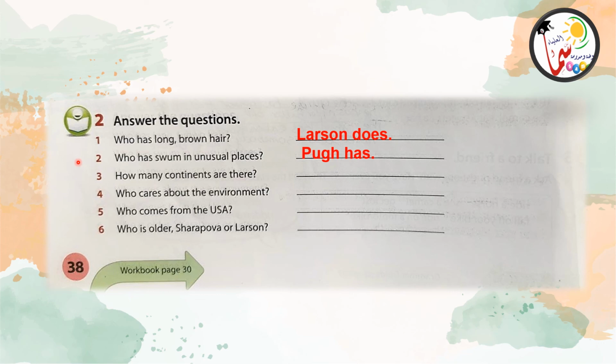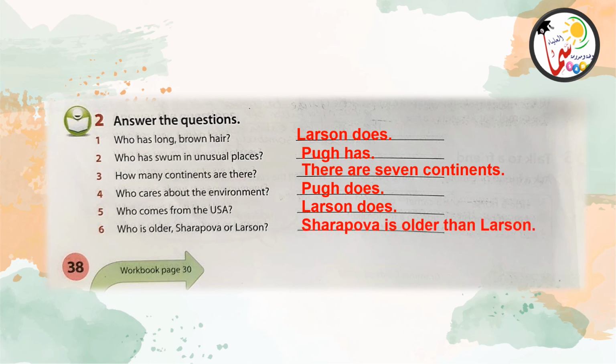Number 2, who has swum in unusual places? Pugh has. Number 3, how many continents are there? There are 7 continents. Number 4, who cares about the environment? Pugh does. Number 5, who comes from the USA? Larson does. And number 6, who is older, Sharapova or Larson? Sharapova is older than Larson.